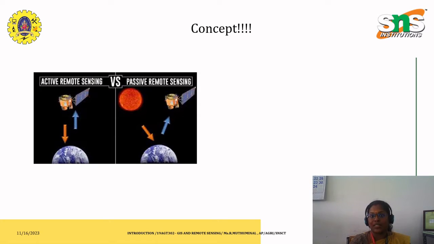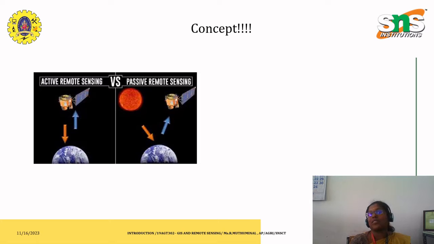Active remote sensing is the one where the satellite is capable of creating its own sunlight, its own electromagnetic radiation. That is, it is capable of generating or emitting the electromagnetic radiation, and after emitting it, when those rays pass through the surface and get reflected, they will get sensed and observed by the same satellite. So this is what happens under active remote sensing.